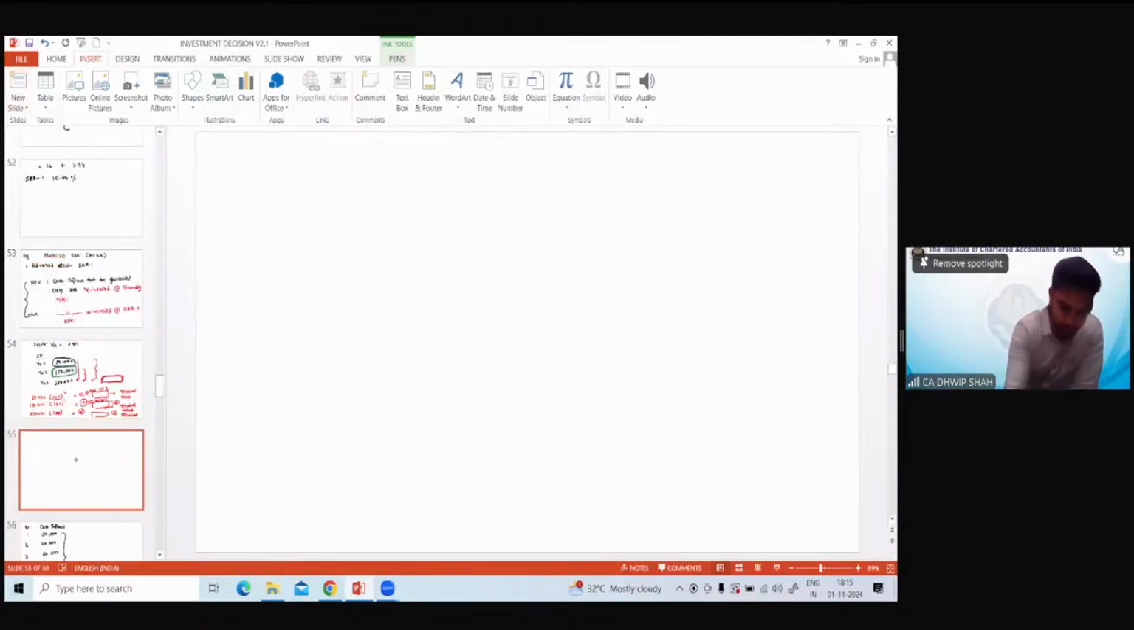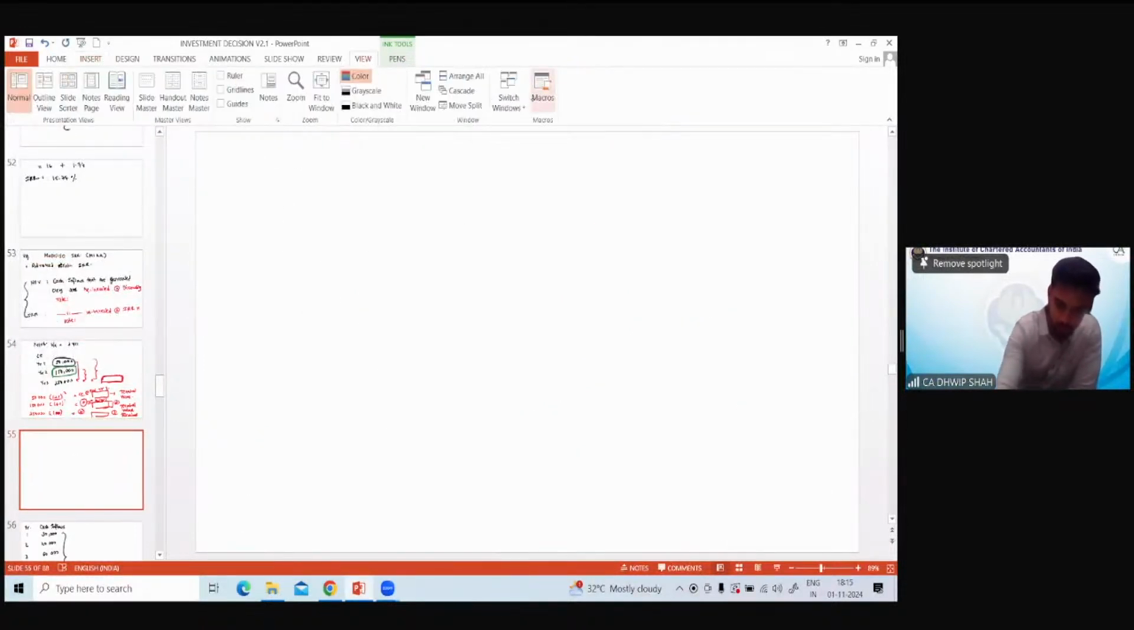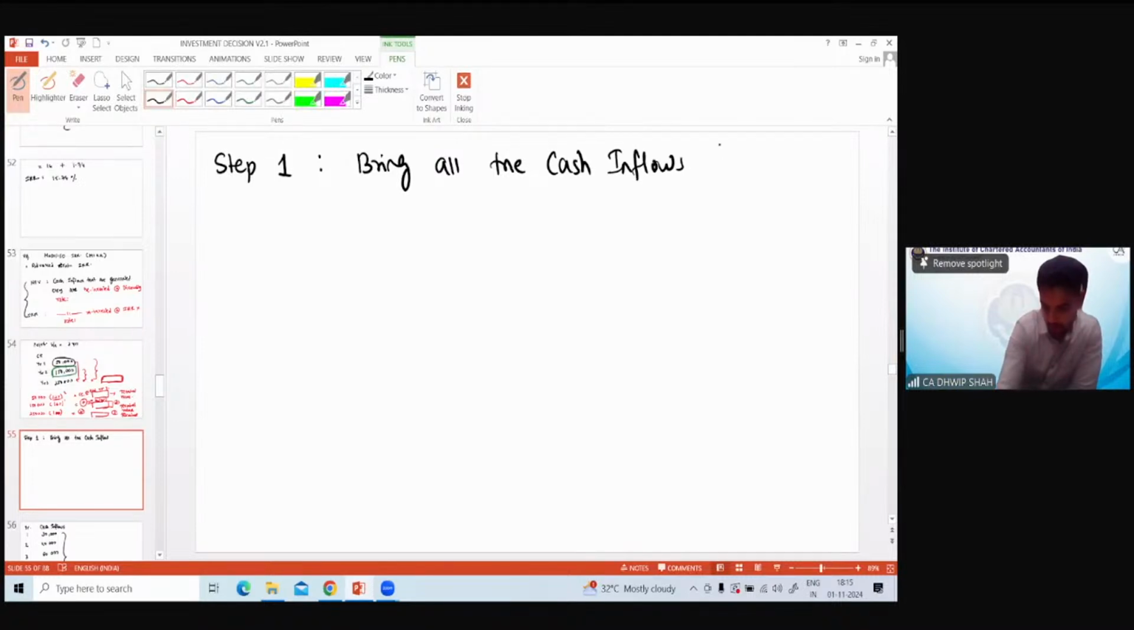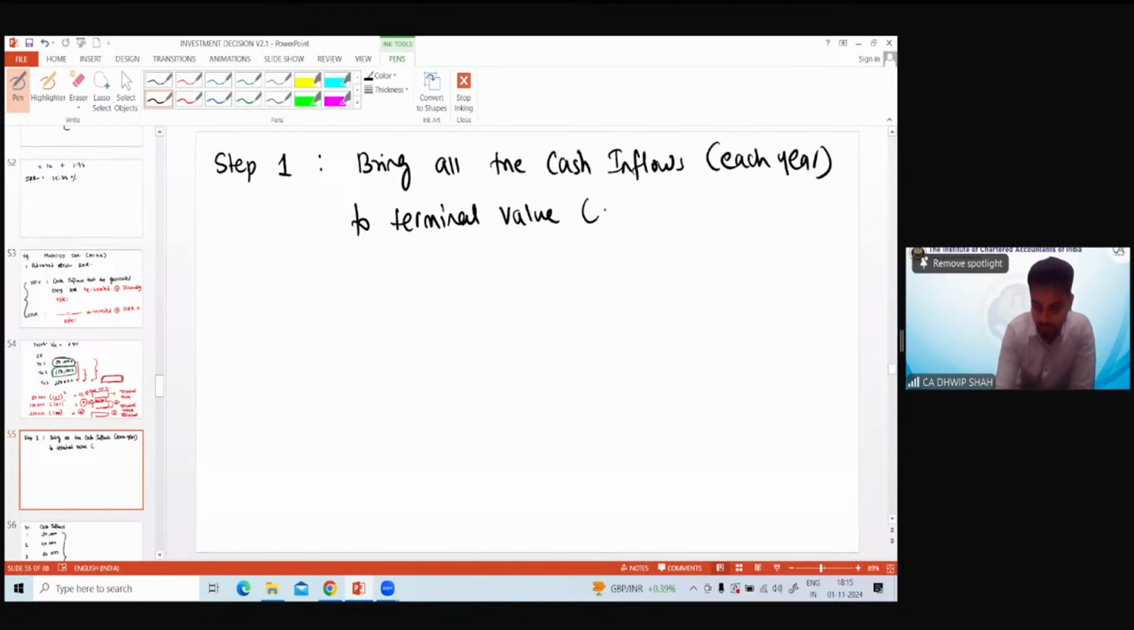Let's go step by step and note down all the steps. Step 1: Bring all the cash inflows of each year to terminal value. And terminal value means the last year of the project, the last year of the project's life. Okay?